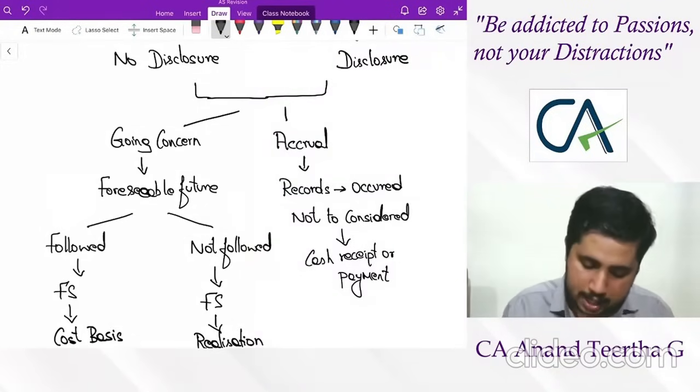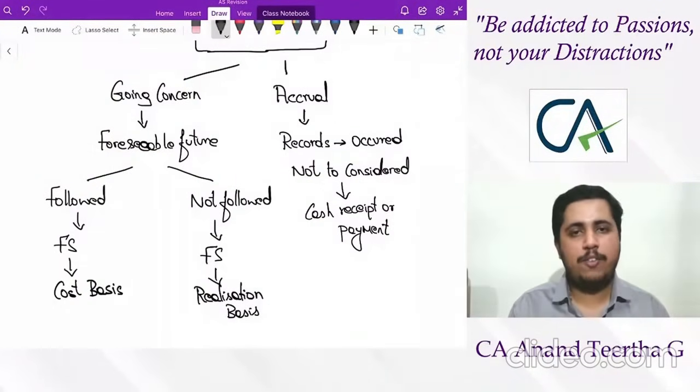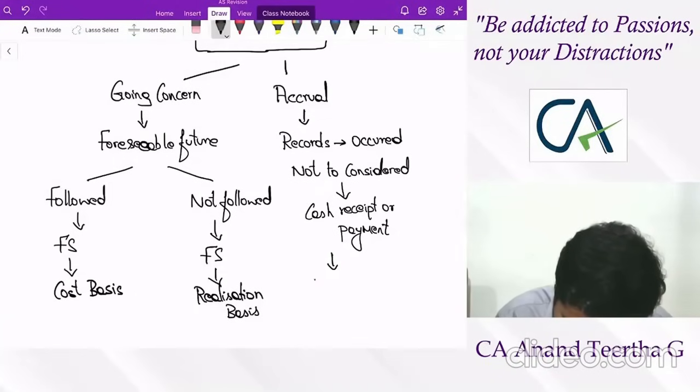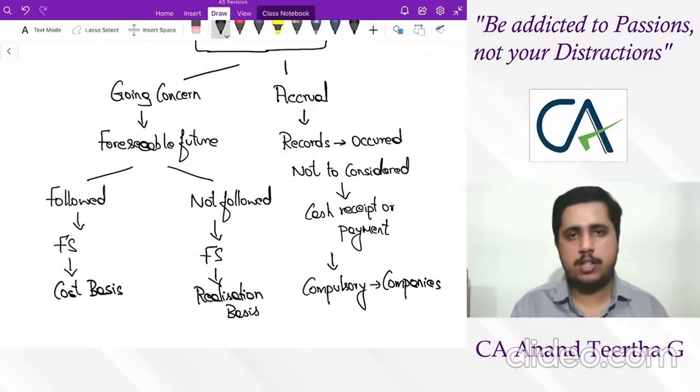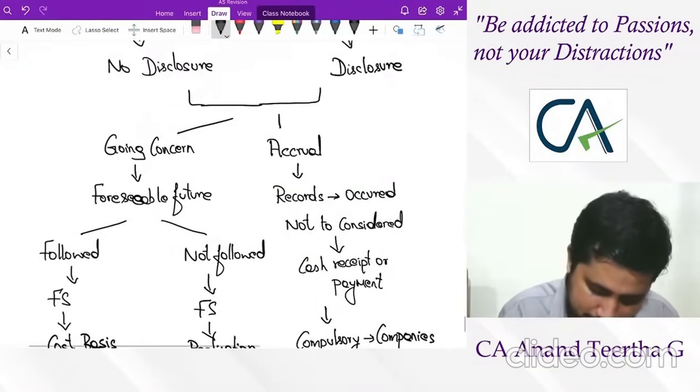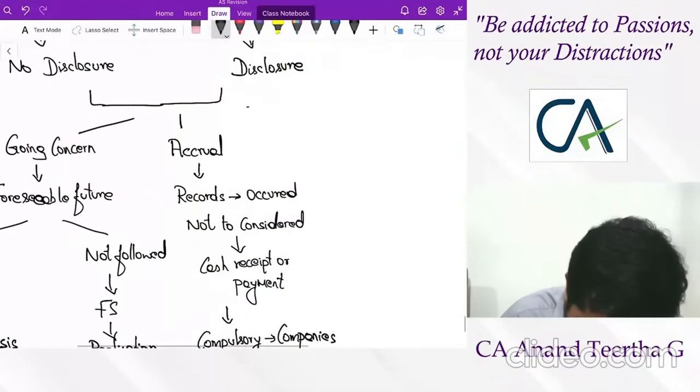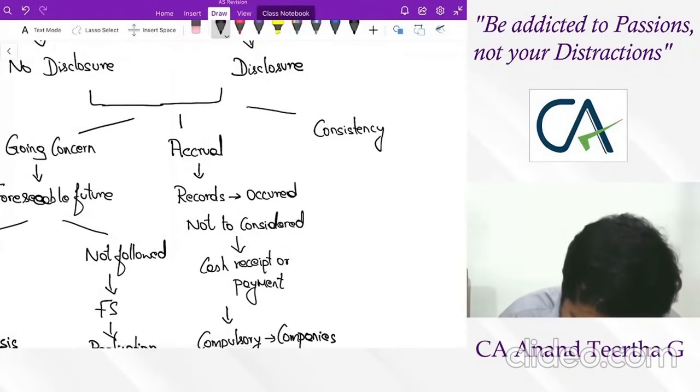Otherwise, don't pass it. Now, another very important element of accrual is that this is a compulsory element for all companies according to the Companies Act. Companies should and must follow the accrual concept; they don't have a choice for the cash concept. They have to follow the accrual basis. The final fundamental accounting assumption we have is consistency. According to the consistency principle, accounting policies should be followed consistently from year to year.